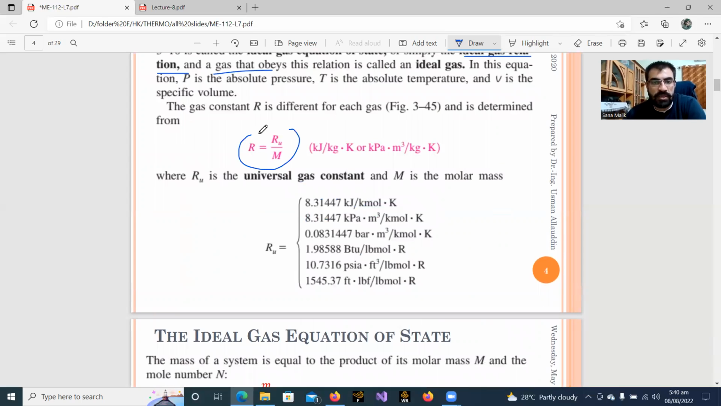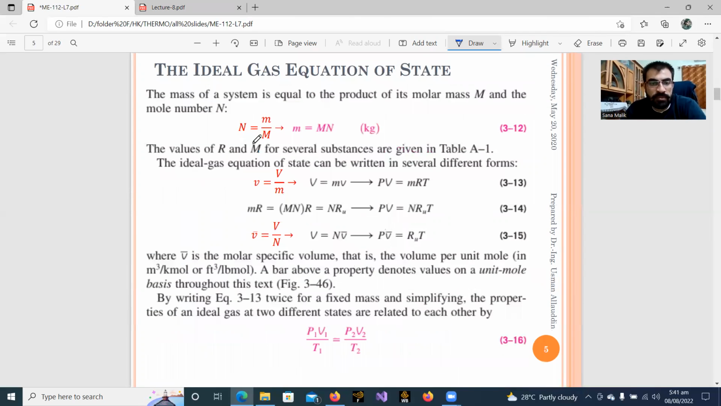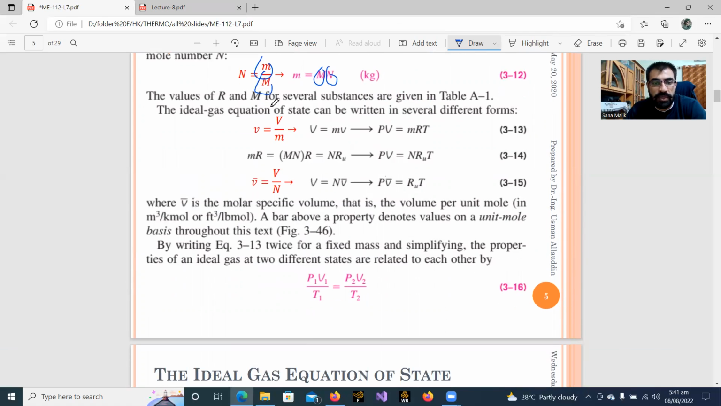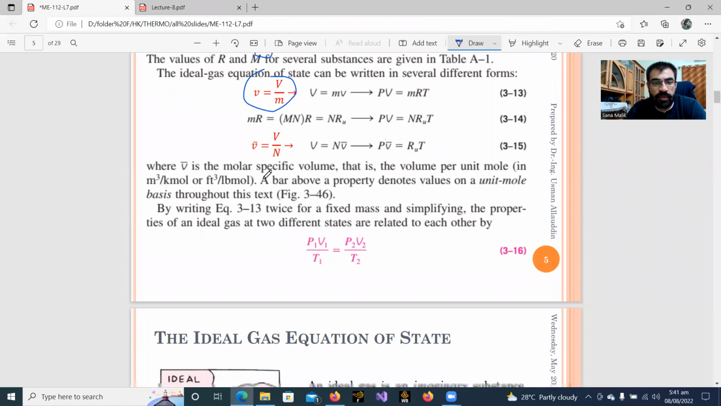A gas that obeys this relation will be termed an ideal gas. This is the universal gas constant. This R is equal to Ru over M. This R can be different for different working fluids and gases, but the universal gas constant will always be constant. The mass of the system is equal to the product of its molar mass and mole. Mole is equal to mass divided by molar mass. Specific volume is volume divided by mass.